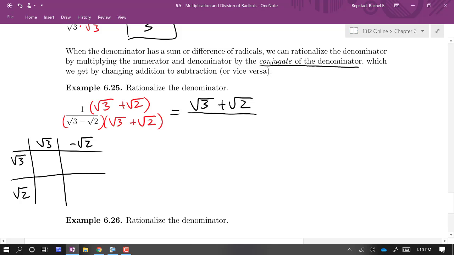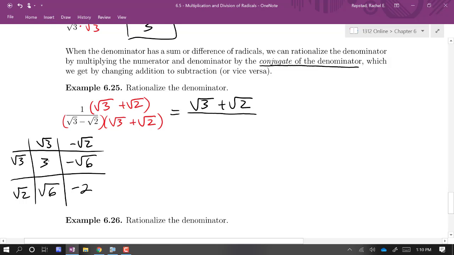Now across the top, root 3 times root 3 is 3. And root 3 times a negative root 2 is a negative root 6. Across the bottom, root 2 times root 3 is root 6. And root 2 times negative root 2 is negative 2.